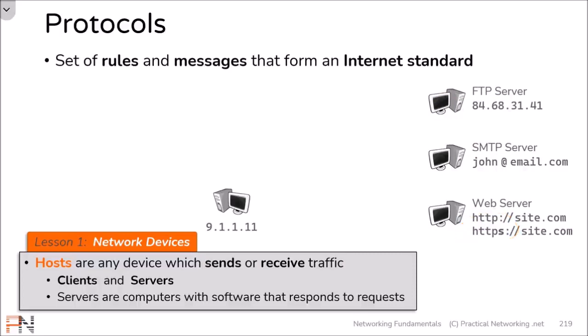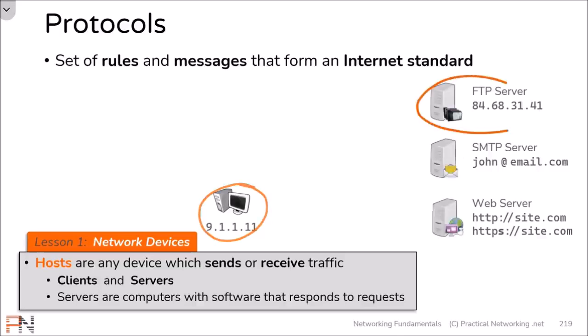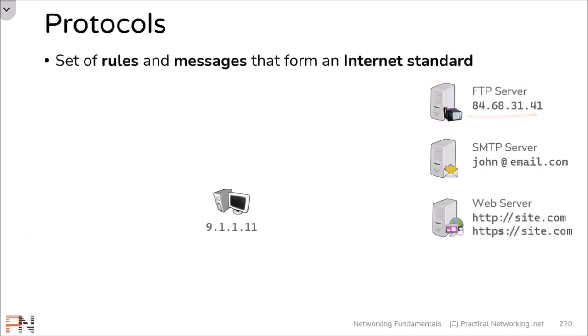Which means these clients and servers all follow the same rules of host-to-host communication that we unpacked in Lesson 3. And one of the key elements of that is for a host to speak to another host, it must know the other host's IP address. Now this will work for this client to speak to the FTP server because we can see the IP address right here. But how does it work for this client to speak to the SMTP server or the web server?